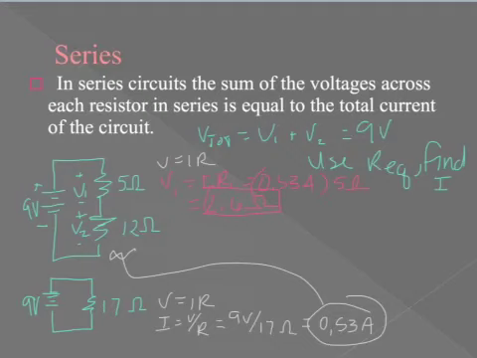Now we can do the same thing and find V2. So V2 equals I R2, which is 0.53 times 12 ohms this time, and that is going to equal 6.4 volts. Now if we check, 2.6 plus 6.4 is indeed 9, so we did get everything working out right. You can see that the voltage that drops across both of our resistors does end up being the voltage of the battery. So now we're going to move on and talk about parallel resistors.